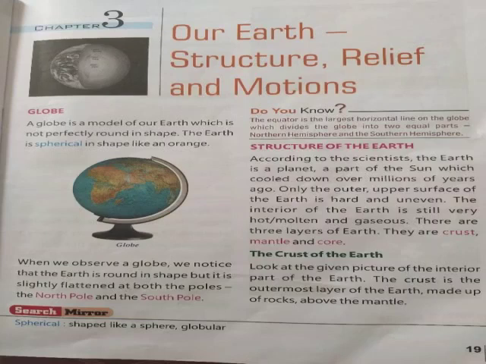Now let us discuss the structure of the earth. The outer upper surface of earth is hard and uneven. But the interior of the earth is very hot and gaseous. There are total 3 layers of our earth. They are crust, mantle and core. The crust is the outermost layer of the earth which is made up of rocks.